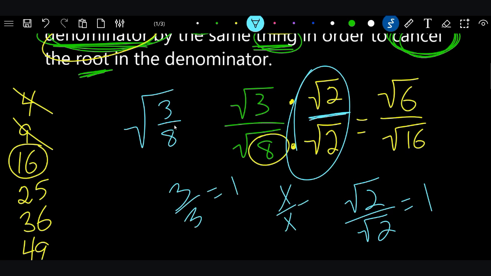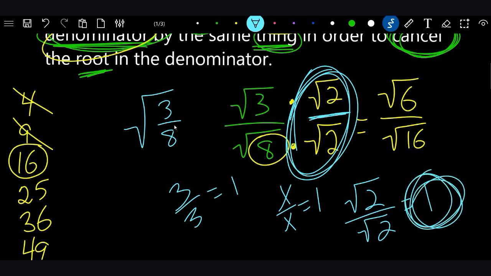x over x equals 1. Anything over itself always equals 1. So what did we multiply by right here? Yes, we multiplied by the square root of 2 over the square root of 2. But what did we really multiply by? We multiplied by 1. Okay? And when you multiply by 1, you are not changing the value of this.